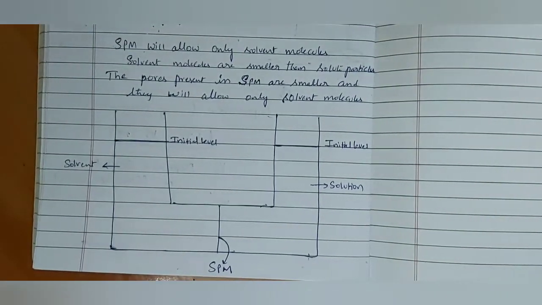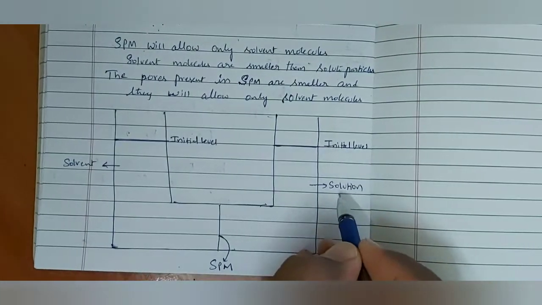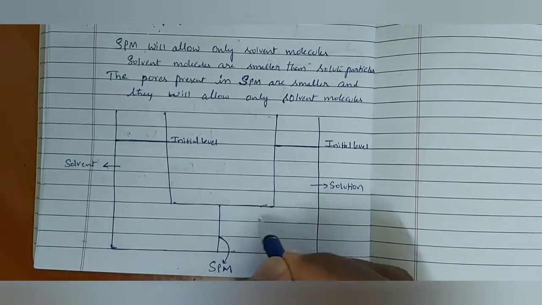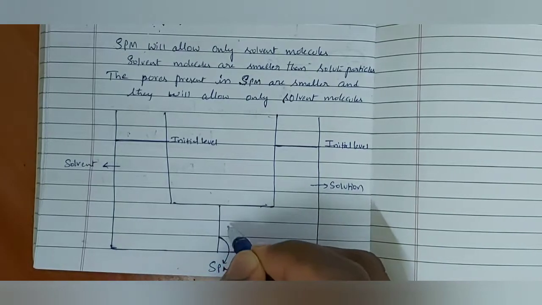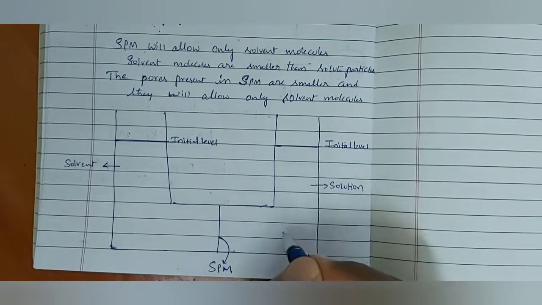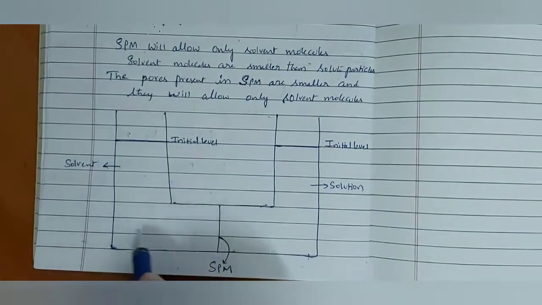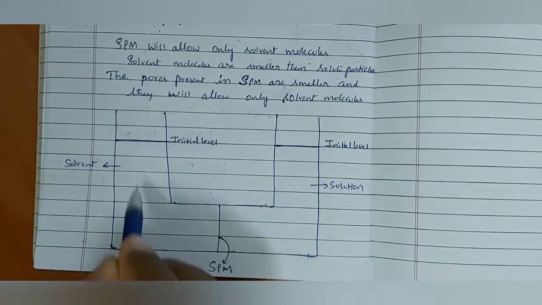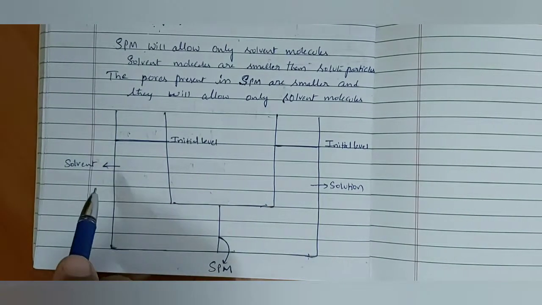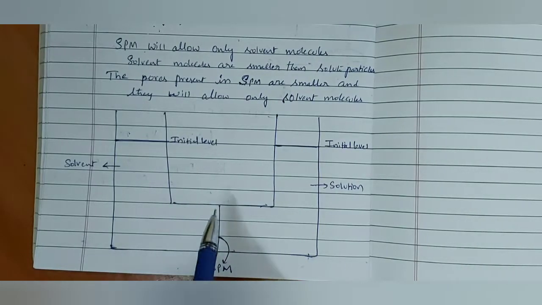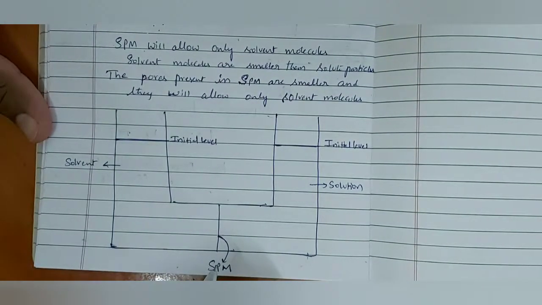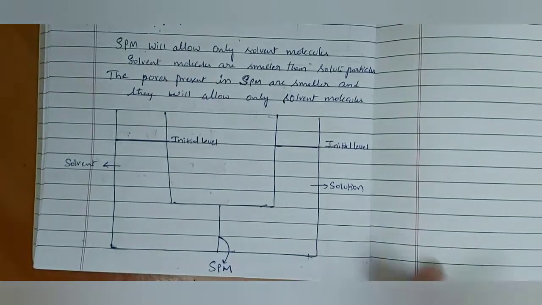Okay, clear. Now, this is the initial level of the solution. On the right side I have taken the solution. Up to here, this is fully solution, and this is solvent. Solution and solvent are separated by a semi-permeable membrane. Okay, everything is okay. This is the initial time.